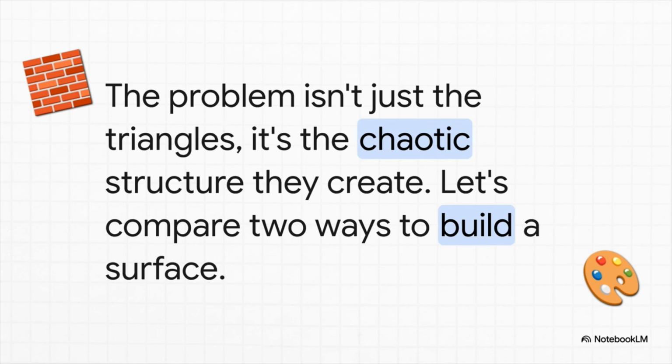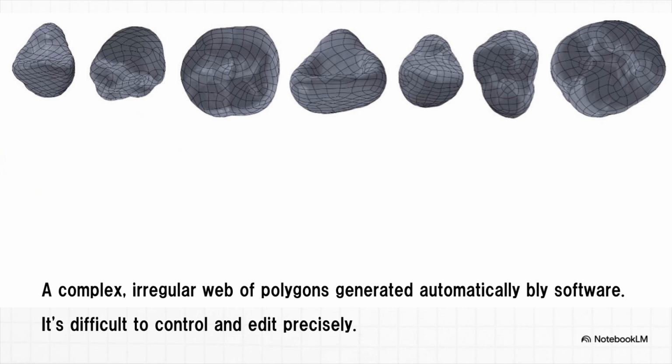To really see what I mean, let's compare two totally different ways to build the surface of a digital tooth. So, on one hand, you have the typical machine-made mesh. This is what you often get when software just automatically converts your scan data into a surface. It's this complex, irregular web of polygons. I mean, look at it. There's no rhyme or reason to how the lines flow. Trying to make a precise, artistic change to this is like trying to smooth out one little wrinkle in a crumpled-up piece of paper. It's almost impossible.